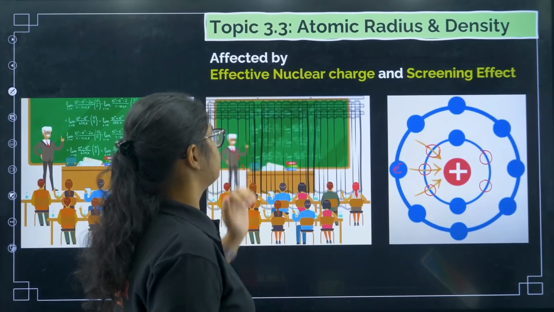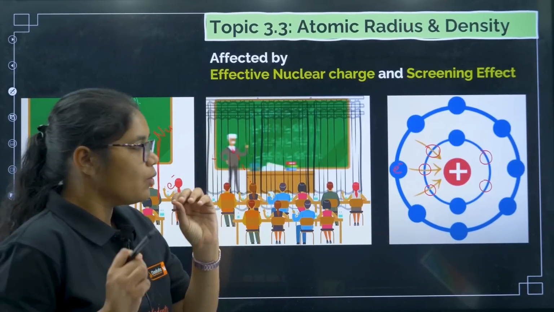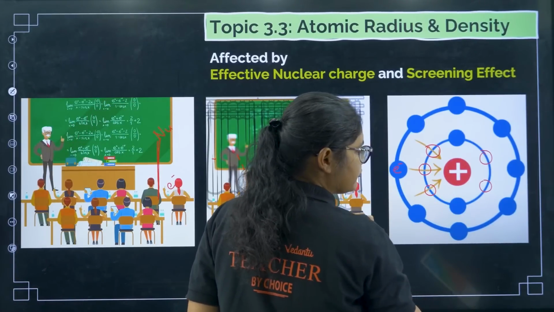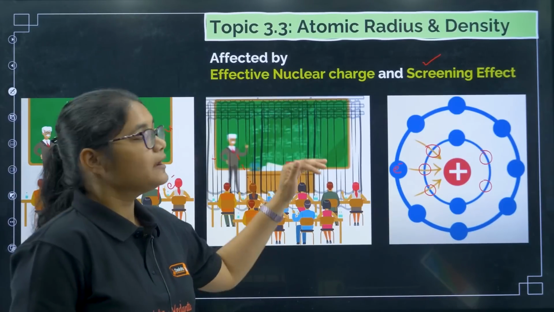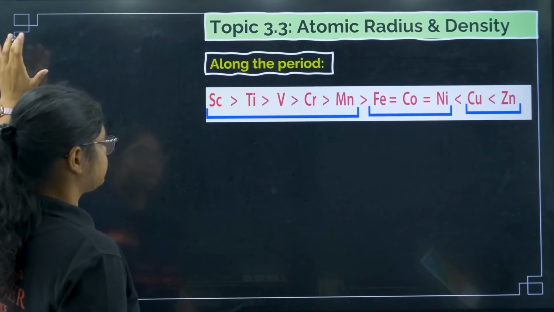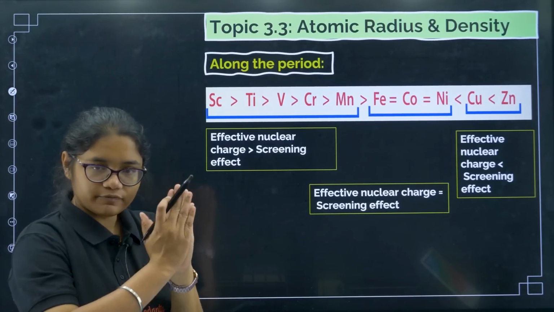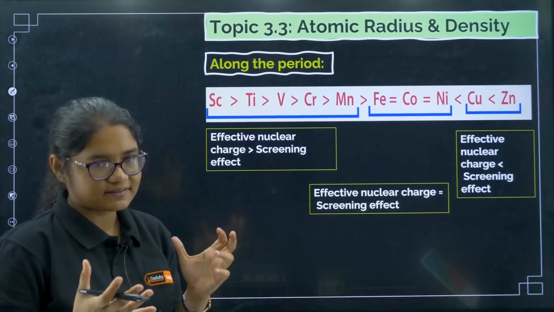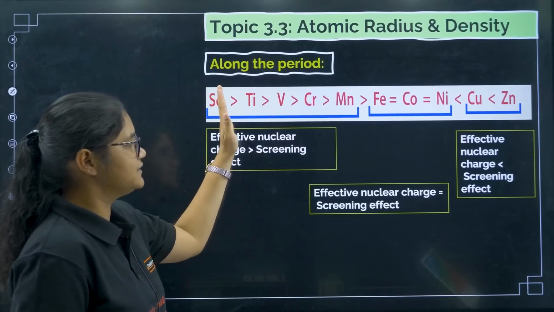Now, when we are talking about the atomic radius or the size, it is affected by 2 factors. One is the force of attraction between the nucleus and the last electron, and the second one is your screening effect. I hope the screening effect is clear. Now I will make you understand how it is affecting. So along the period, the nuclear force of attraction is increasing, so size decreases. The effective nuclear charge is more, so size keeps on decreasing.